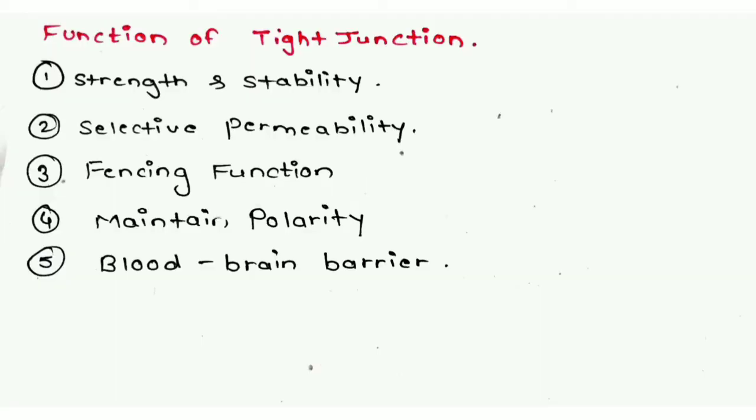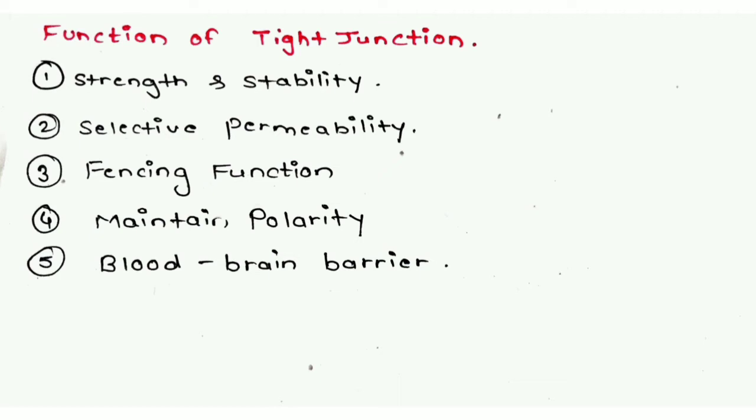The first is strength and stability. The tight junction holds neighboring cells of tissue firmly, so it provides strength and stability to the tissue. Second, selective permeability. The tight junction forms a selective barrier for small molecules and a total barrier for large molecules.